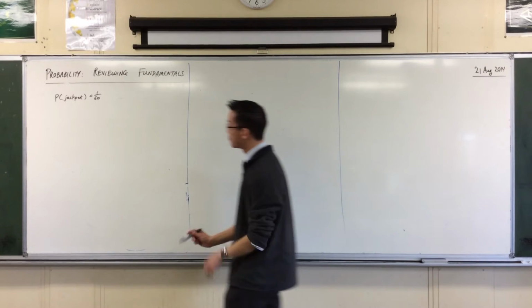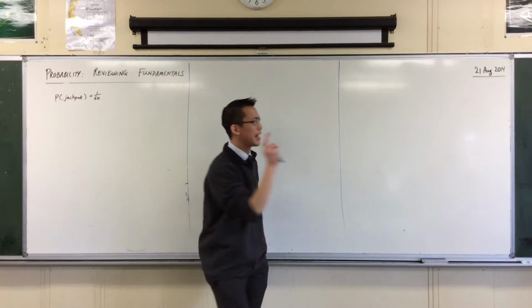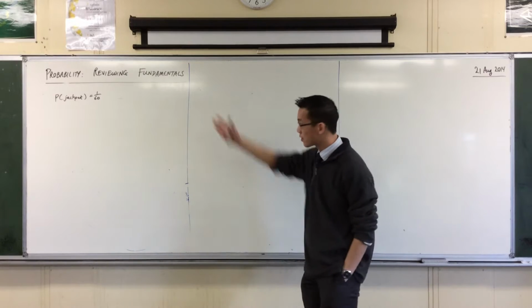So here's where we begin. The probability of a jackpot in any draw is 1/60th, okay?